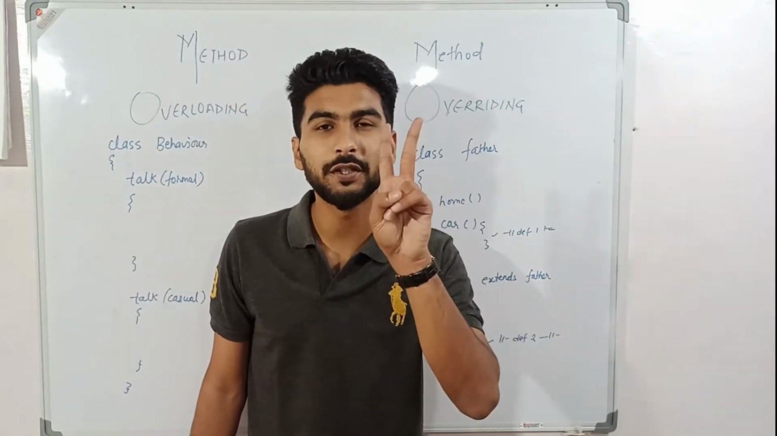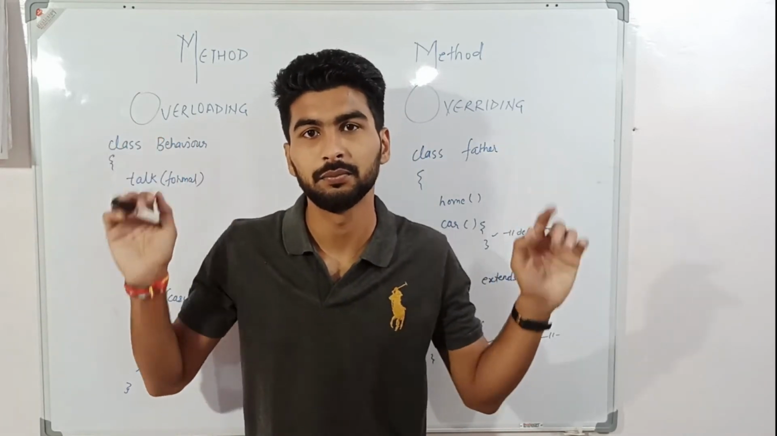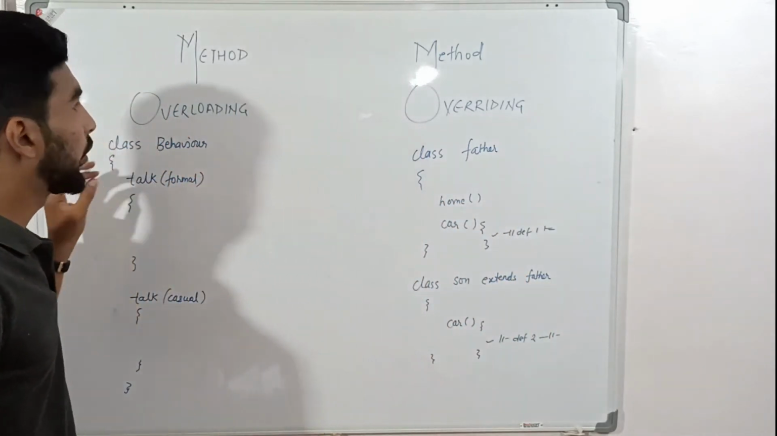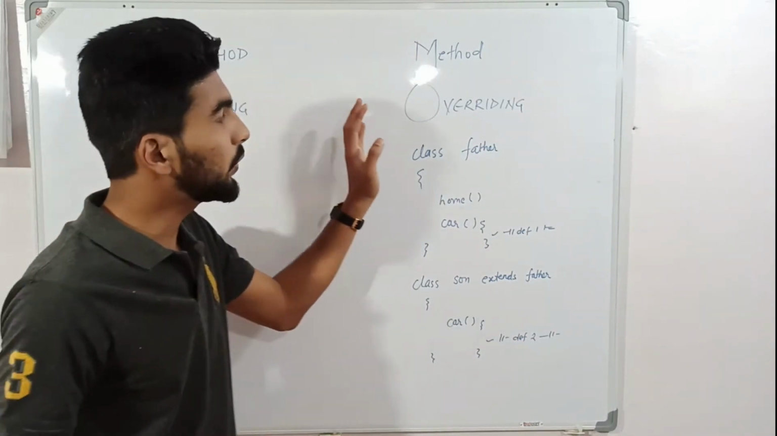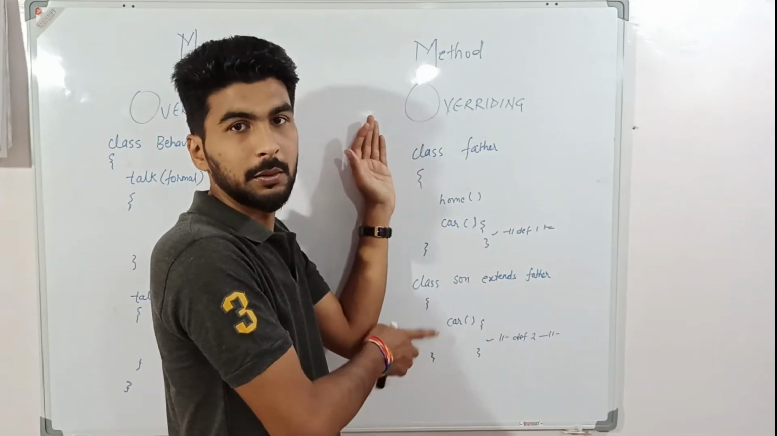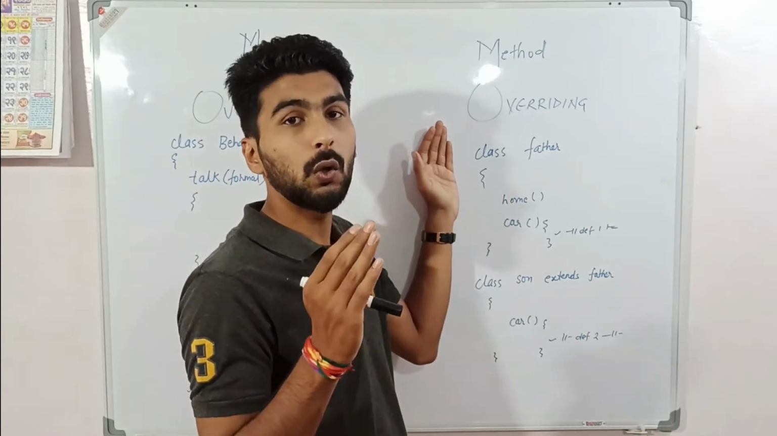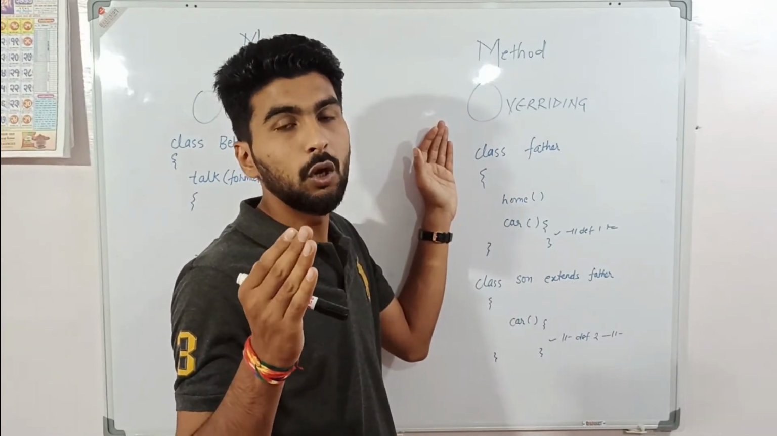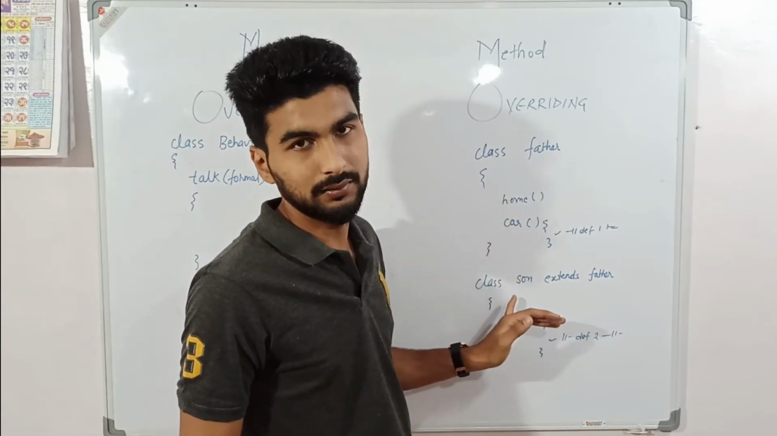Let's talk about difference number 2: where can we achieve these things? Method overloading can be achieved in the same class. Method overriding can be achieved in two different classes, but these classes have a relationship, the so-called is-a relationship, or you can say an inheritance relationship between these classes.